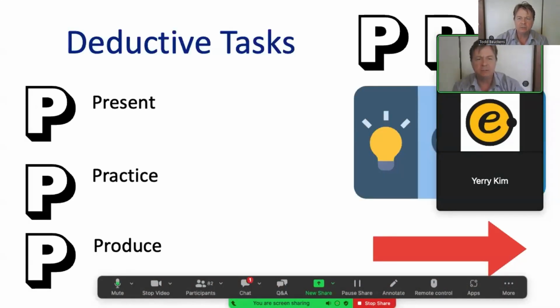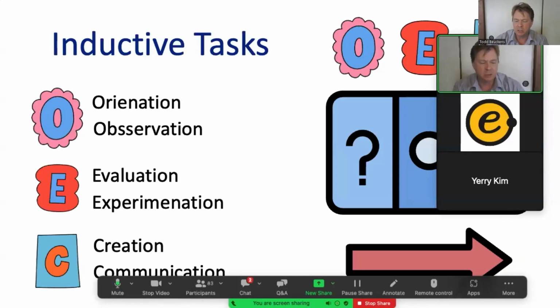Now, deductive is really the classic PPP, right? So the teacher presents something, the students practice it, and then we produce something. And a lot of the reasons, well, maybe the main reason we do deductive training is just because when you have mass education, that's really the best way to do it. But inductive is the opposite. You go orientation, observation, you observe something, then you have an evaluation of it, and then usually you create something, you communicate, you use it in some way. So that would be an example of that.